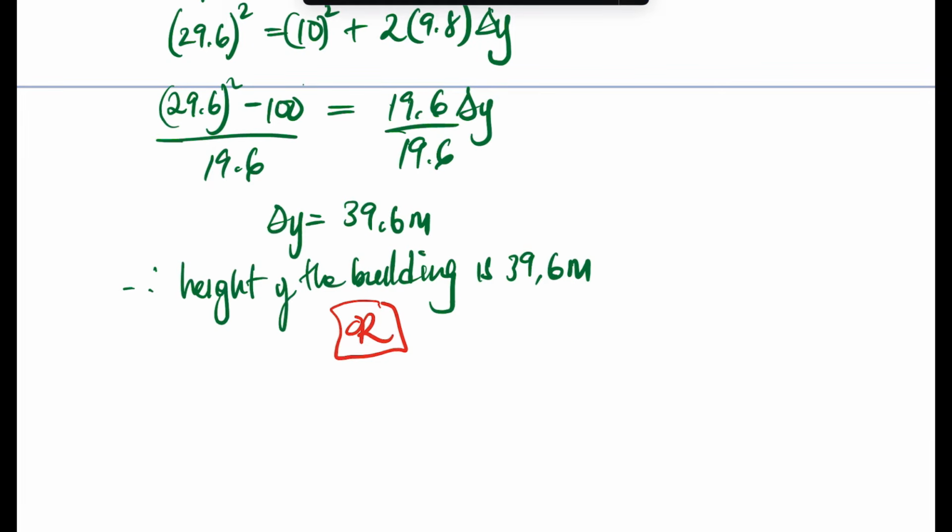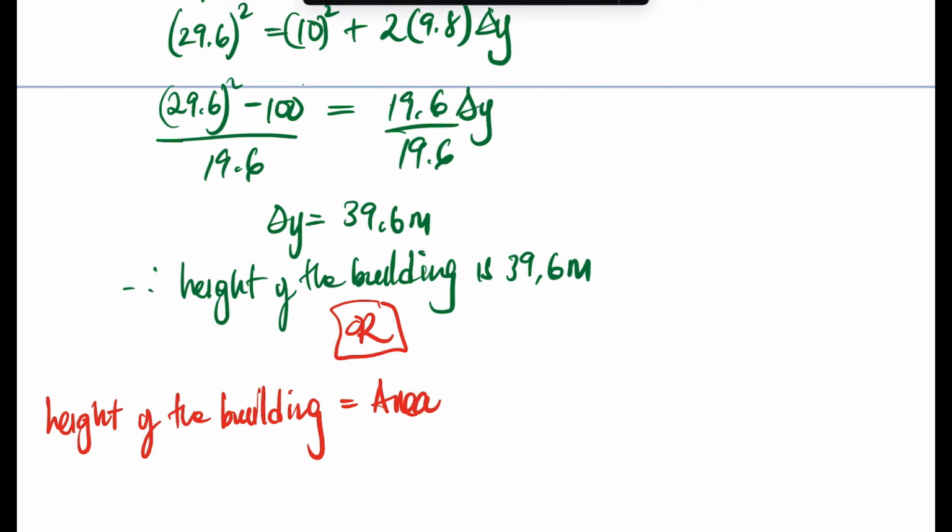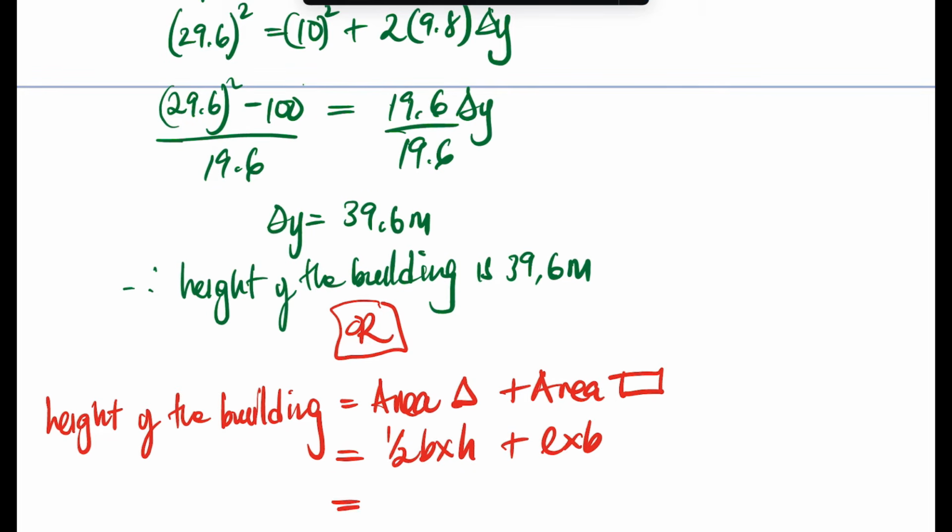So I'll say height of the building. Height of the building is equal to the area of a triangle plus the area of a rectangle there. So their formulas: the triangle, it's half base times perpendicular height, plus the area of a rectangle, its length times breadth. But I'm going to show you again.